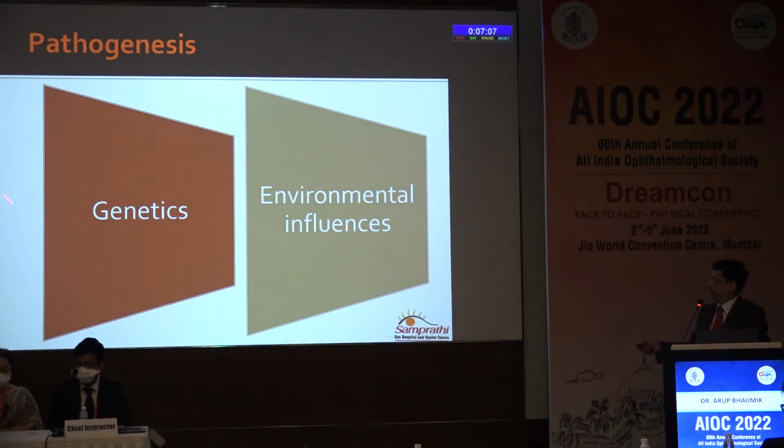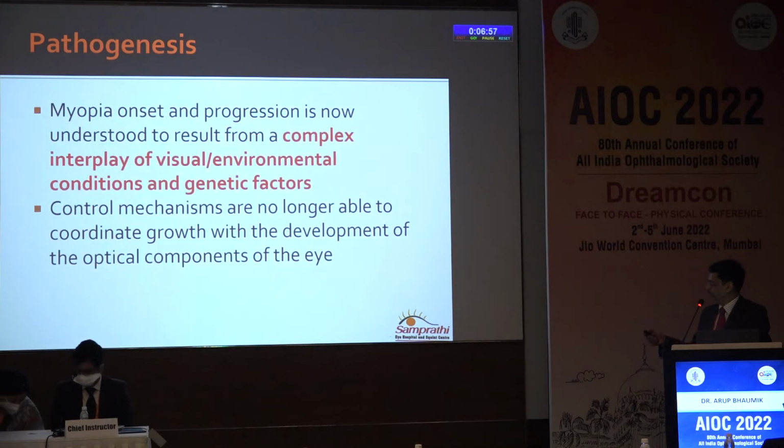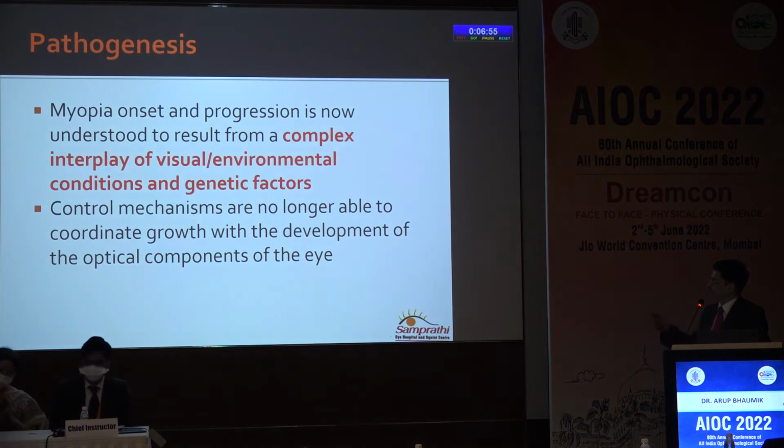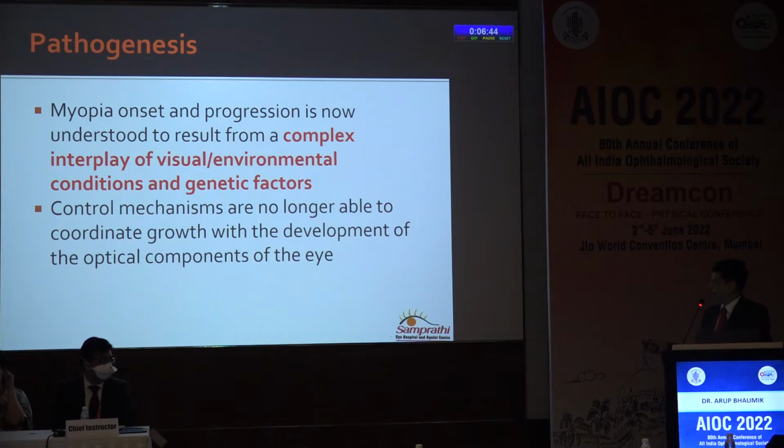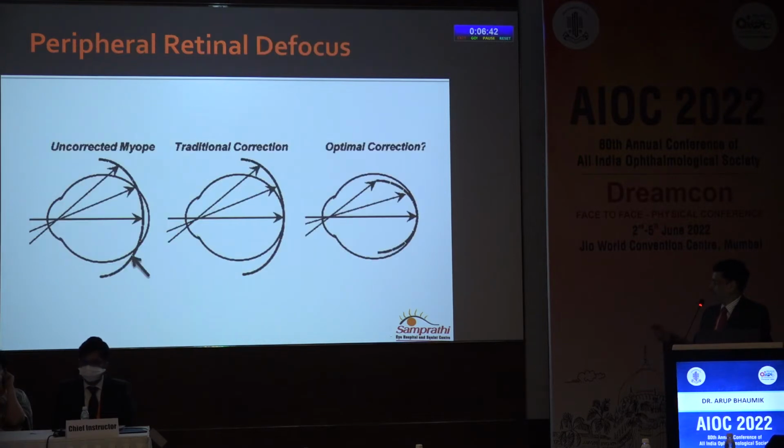Previously, we used to think myopia is only genetic and we used to ignore all the other factors, but now we have enough evidence to say that besides the genetic factors, environmental influences have a very great role in the onset and progression of myopia. So now we know that it's a complex interplay between the environmental and the genetic factors, wherein the control mechanisms are no longer able to coordinate with the growth and development of the optical components of the eye. And there is also this peripheral defocus theory.